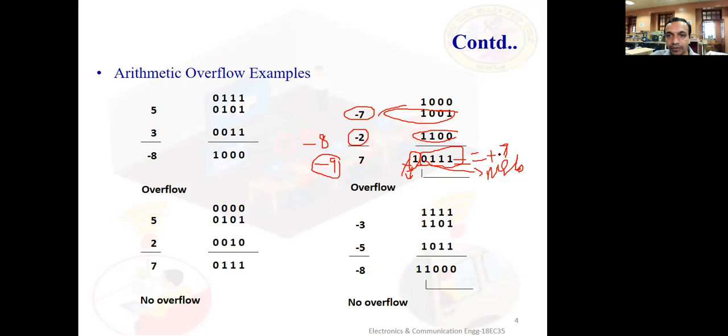Now carefully observe, students. I'm trying to add minus 7 with minus 2. I'm supposed to get minus 9, but I'm getting plus 7. This is what I said: when two numbers of the same sign are added, that is, the inputs are negative and the output is positive, it's an overflow condition.